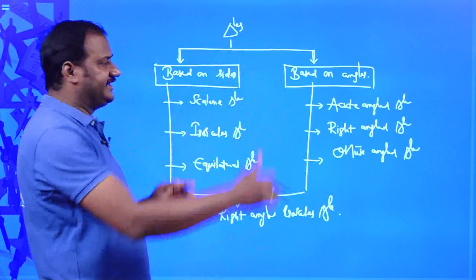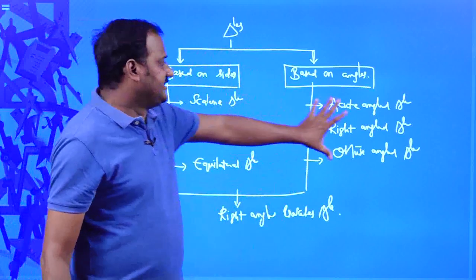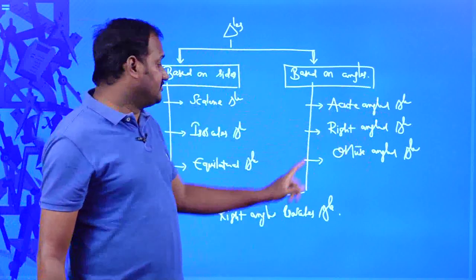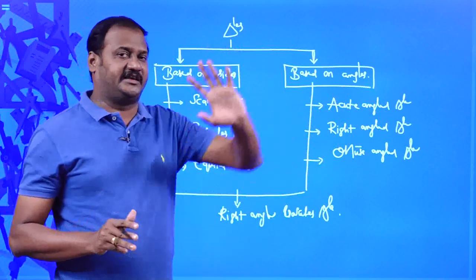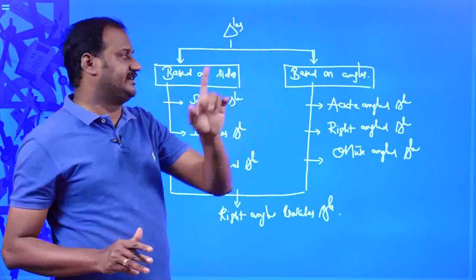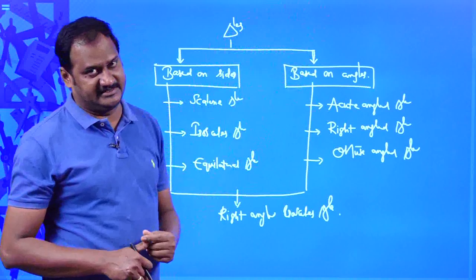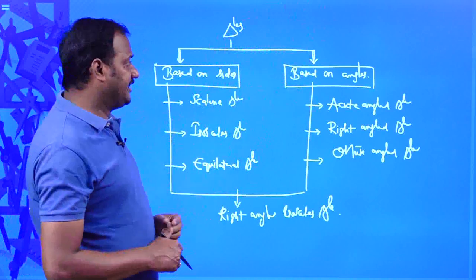So, totally how many triangles are there? These are 3, these are 3, 3 plus 3 equal to 6 plus 1 equal to 7. So, totally there are 7 triangles. If you take any one triangle, definitely the triangle should be one of these triangles. So, you should keep that point in mind.